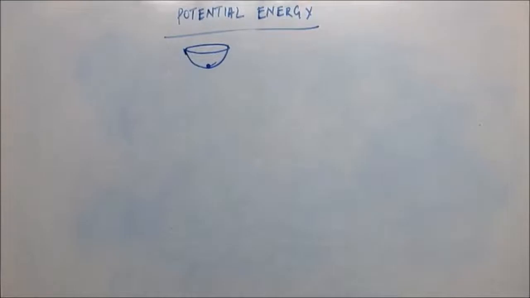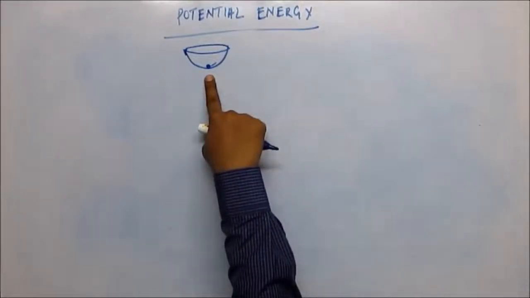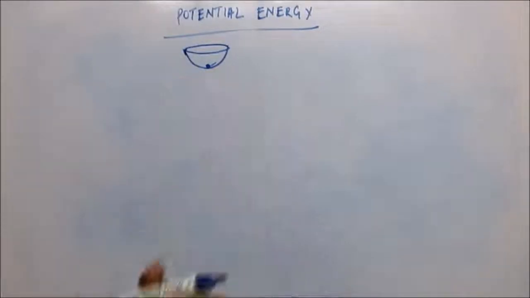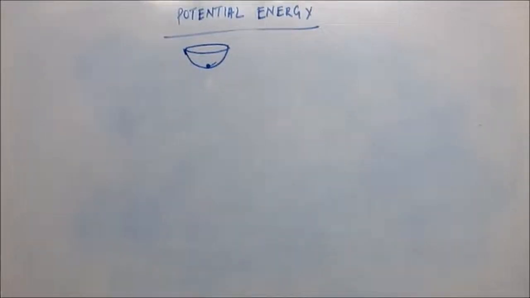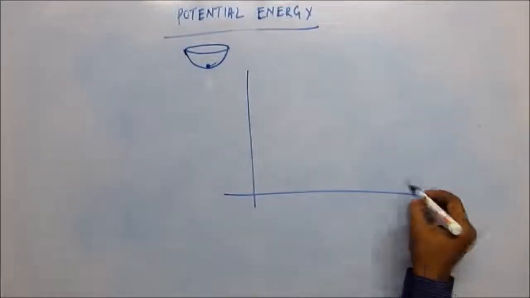Now as we can see, why it is a stable equilibrium: because the potential energy is minimum at this point. As we do work, we increase the potential energy, and if we remove the force and let it go, it will come back again to decrease the potential energy. That we can intuitively understand. Now mathematically, let's see.